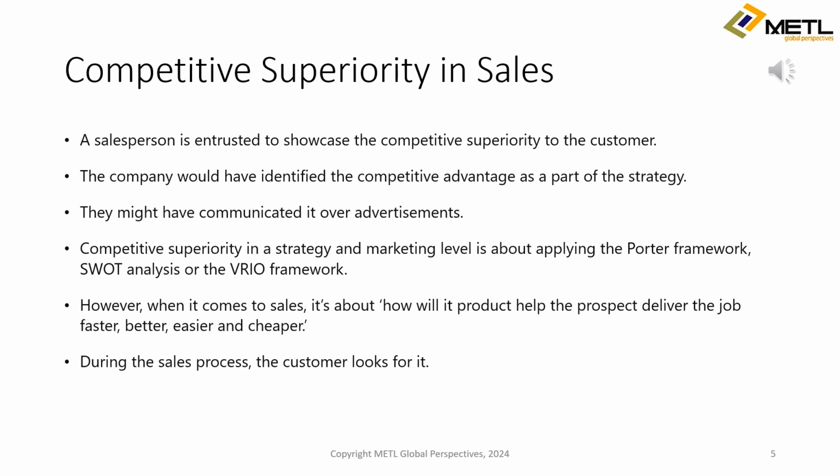Competitive superiority in strategy and marketing level is about applying the framework like Michael Porter's 5 forces, the SWOT analysis, or the VRIO framework. There might be many more. However, when it comes to sales, it is all about how will your product help the customer or the prospect deliver the job faster, better, cheaper, and how will it make the life easier of that particular customer or prospect. Now, during the sales process, the customer looks for this. So, competitive superiority in sales is very different from competitive superiority in strategy and marketing levels.